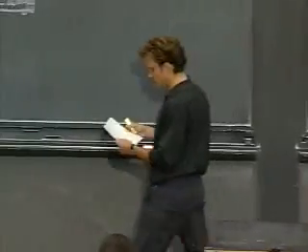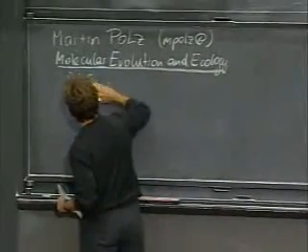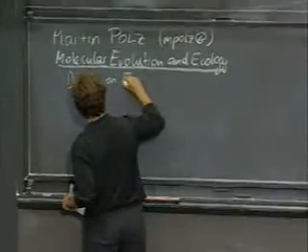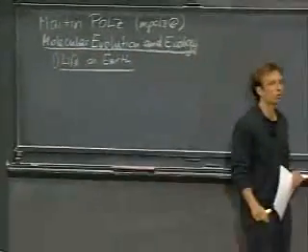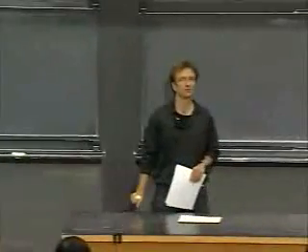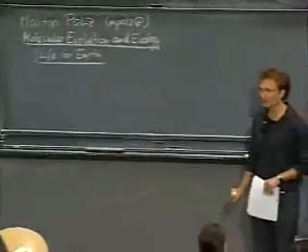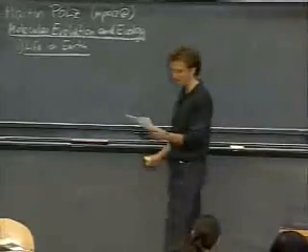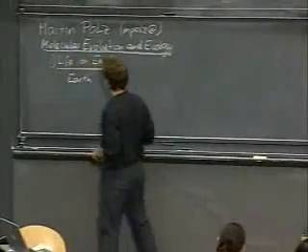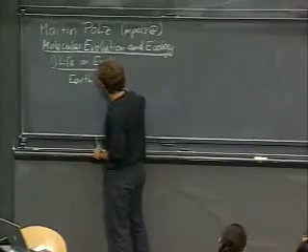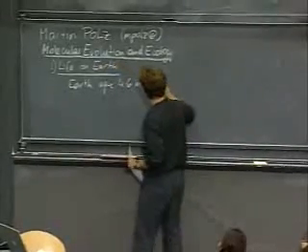So first of all, let's look at life on Earth. Does anybody know how old we think Earth is? Say again? 4.5. Yeah, 4.5, 4.6. I have in my notes 4.6. So Earth is thought to have originated about 4.6 billion years ago.